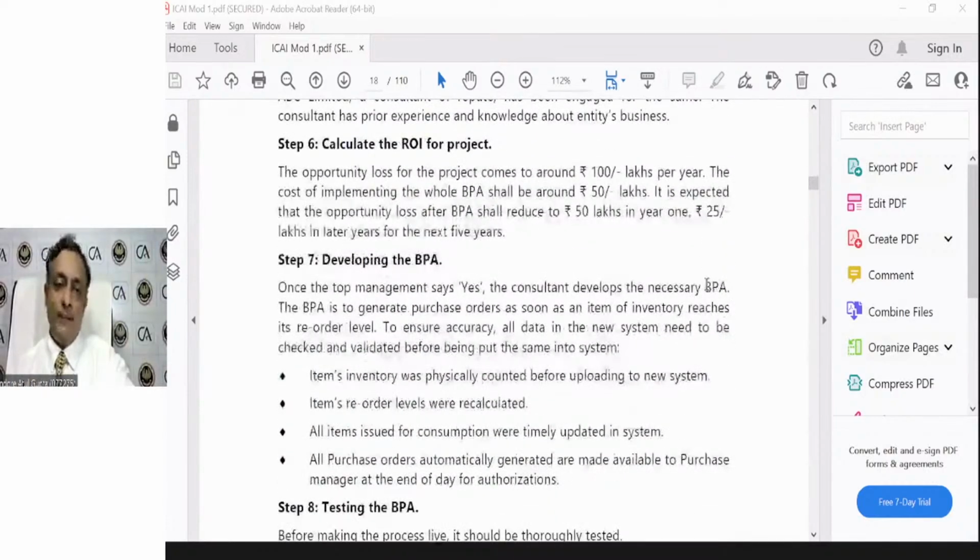Develop the BPA. Once the top management says yes, the consultant develops the necessary BPA. The BPA is to generate a purchase order as soon as an item of inventory reaches its reorder level. To ensure accuracy, all data in the new system needs to be checked and validated before being put into the system. Items inventory is physically counted before uploading.